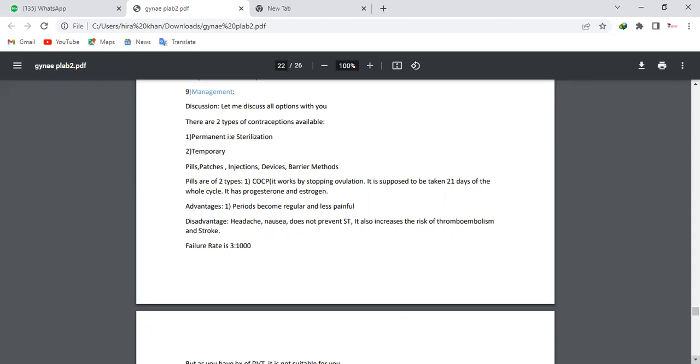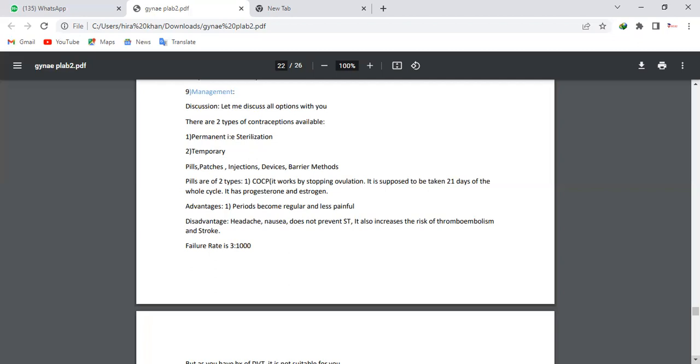So there are different ways: you can have pills, you can place patches, you can get injections, you can place devices, and some barrier methods as well. So let me discuss one by one, so that would help you to choose from them. Okay. So pills are of 2 types.